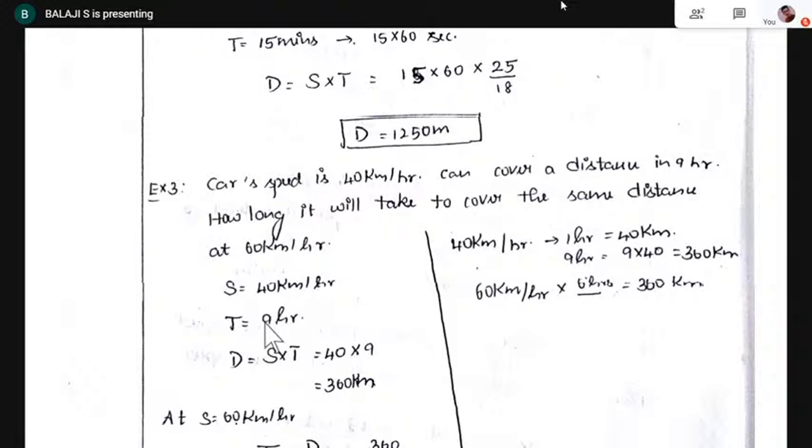Then come to the question. How long will it take to cover the same distance at 60 kilometer per hour? The speed is 60 kilometer per hour, and the distance we know is 360 kilometer. What number should you multiply by 60 to get 360? This is simple, that is 6. What is 6? It is the time, because distance equal to speed into time. So this is a shortcut which you can apply anywhere instead of doing all these big calculations.